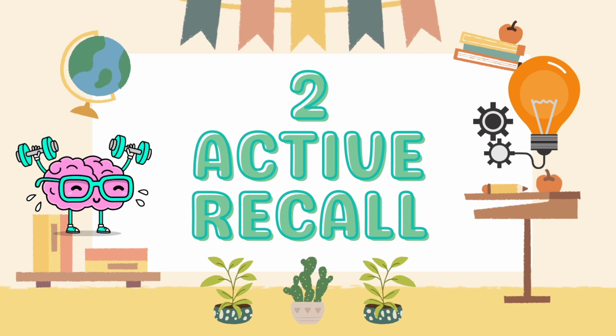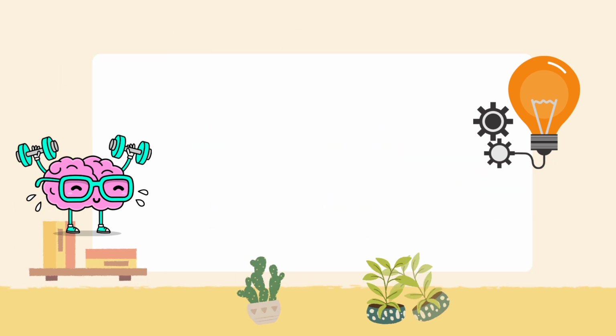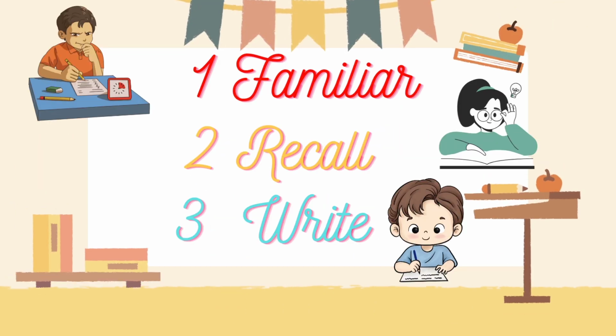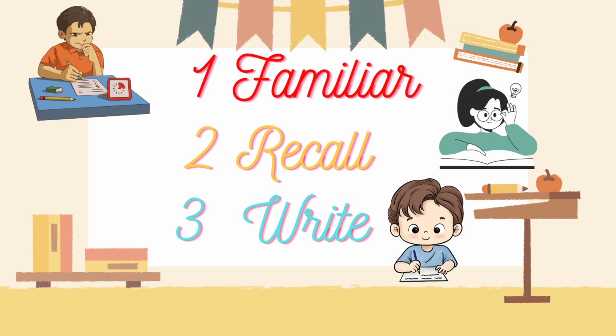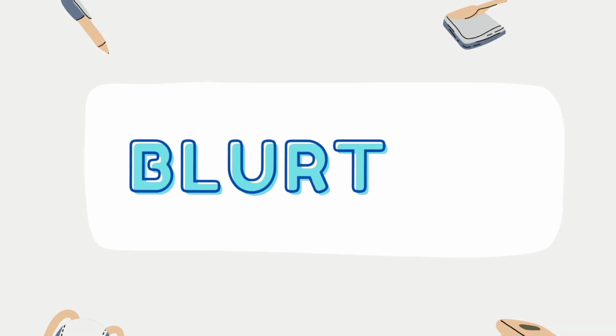Let's move on to the second technique, that is active recall. It is a very effective revision technique and it involves 3 steps. First step is being familiar with the chapter. Second, you have to try to recall it in your brain. You have to recollect it. And third, you have to write what you have recollected in your mind.